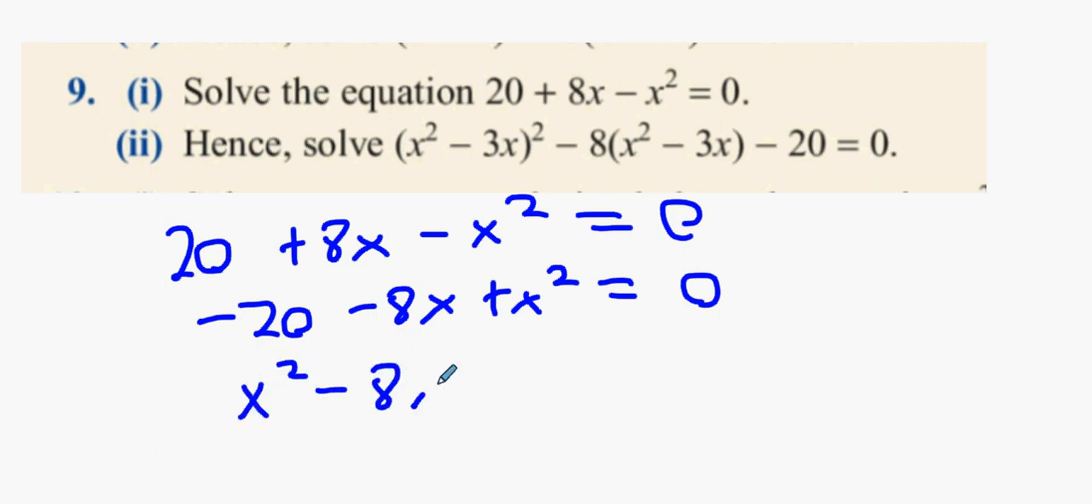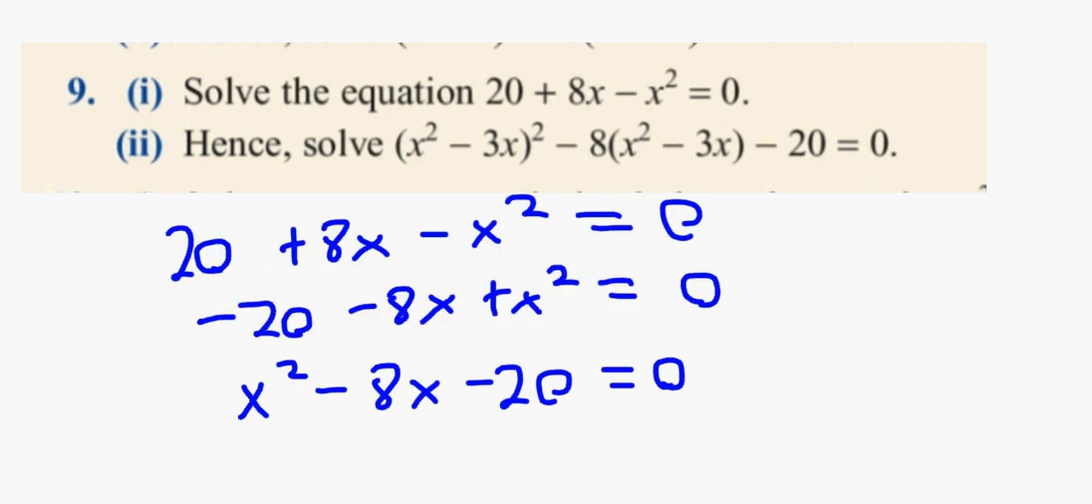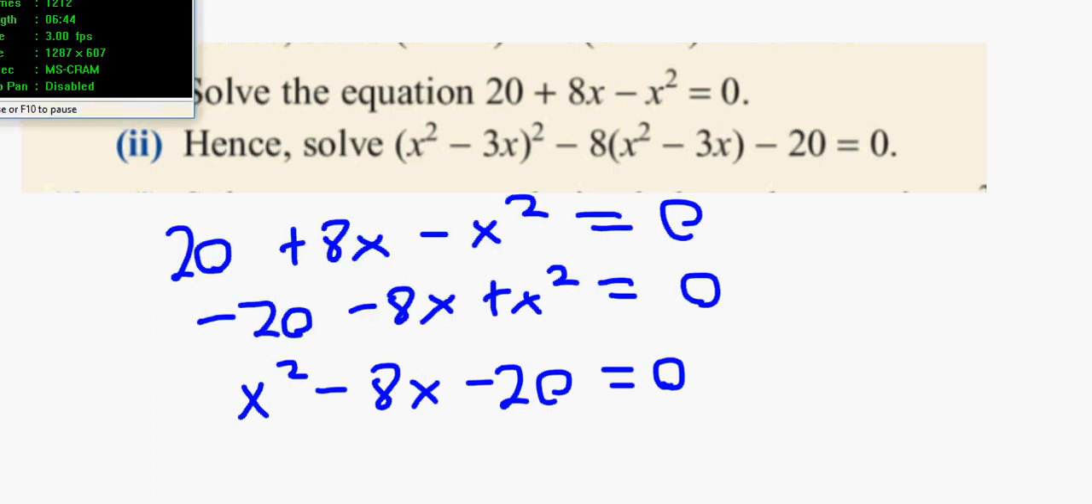Order it. Is everybody happy that 20 plus ax minus x squared is in fact the same question as x squared minus ax minus 20? They're the same question. Now, anybody want to ask me anything about that first part?